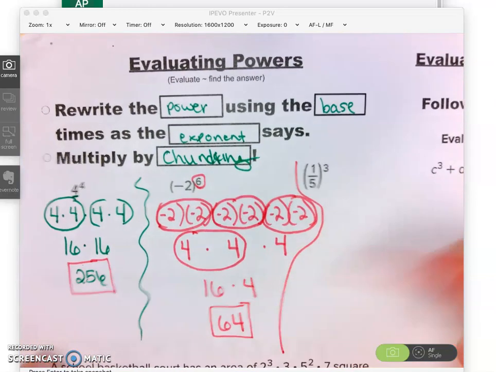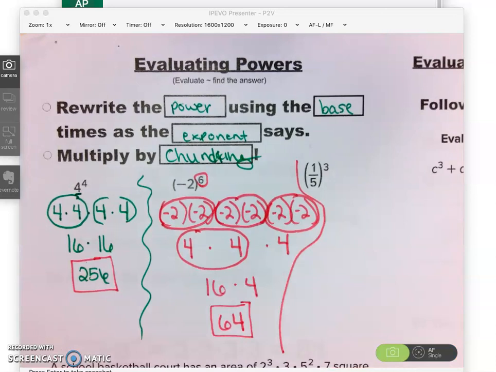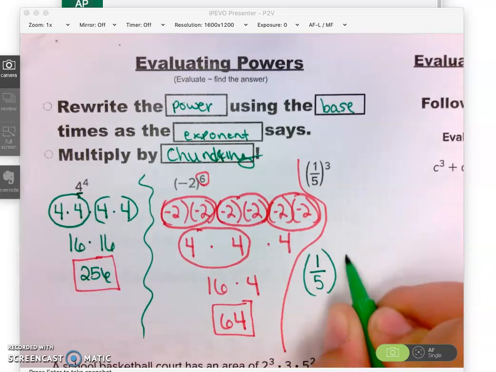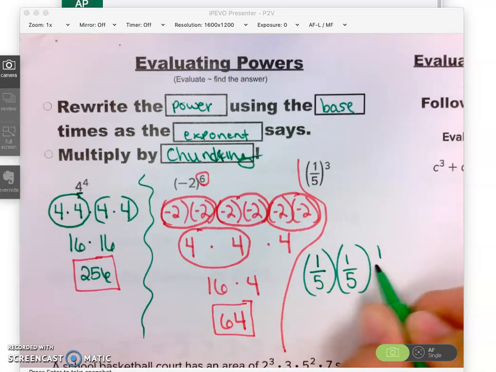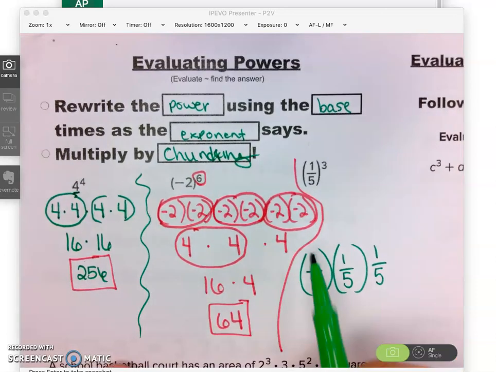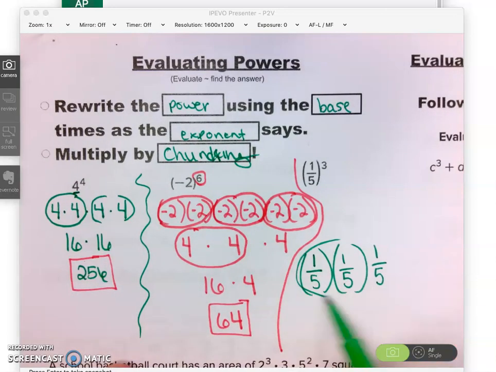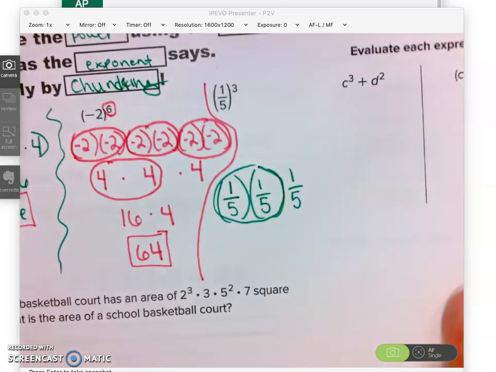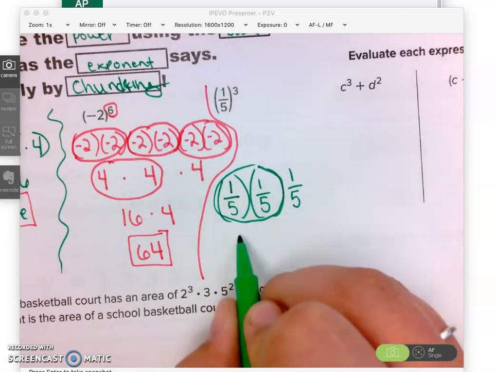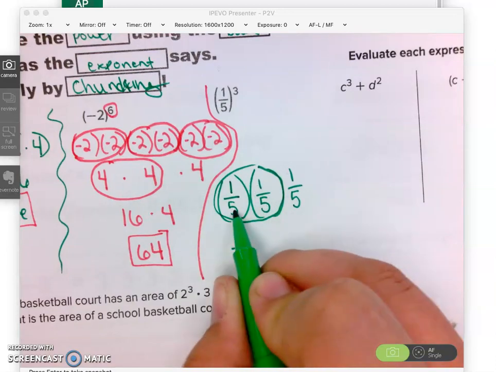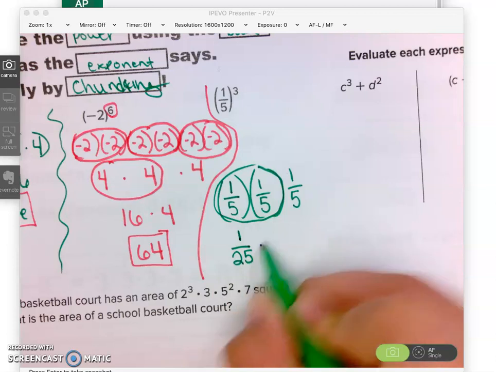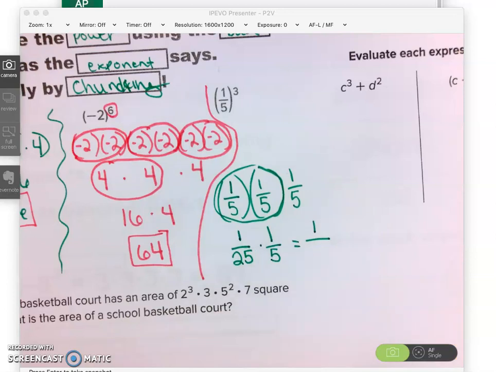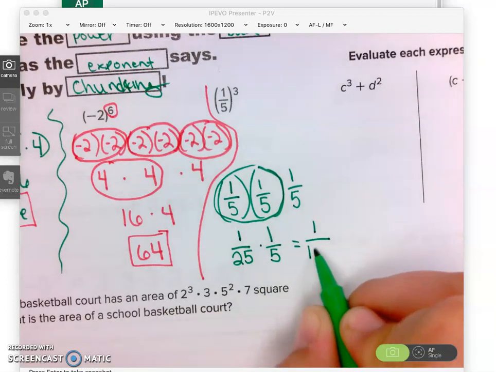Okay, and the last one we're going to do, Christmas colorish, is my 1/5 times 1/5 times 1/5. Now here I want to chunk 1/5 times 1/5 first together. Remember, when I'm multiplying fractions, I multiply the top numbers together. So 1 times 1 is 1, and then the bottom numbers, 5 times 5 is 25. And I still have to multiply by this 1/5. So I get 1 times 1 again on top is 1. 25 times 5 is 125.